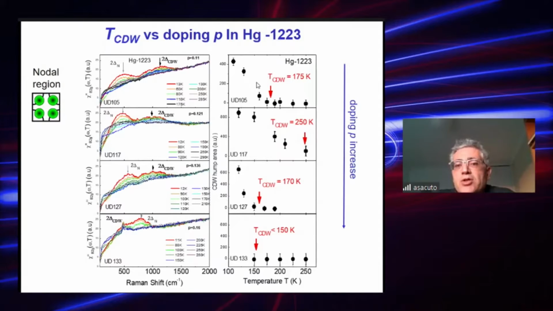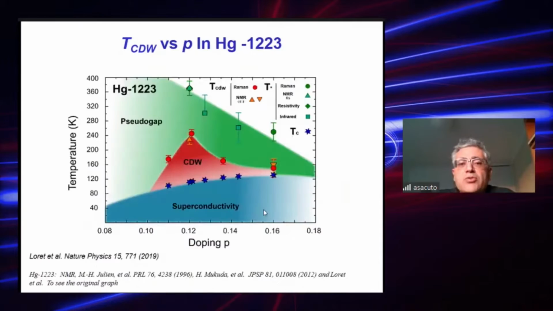So we can see that it's non-monotonic, and this is reported. It is non-monotonic, and it's exactly what we get in YBCO or in Mercury 1201 from X-ray diffraction and NMR measurements, where they find that the transition temperature of the charge density wave as a function of doping is non-monotonic.